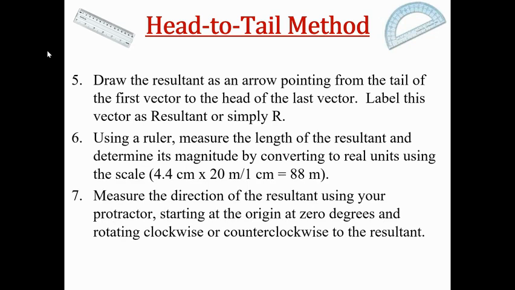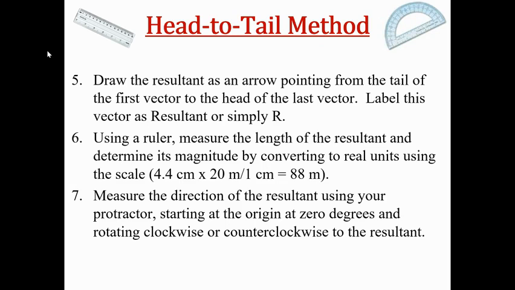Last but not least, we have to measure the direction. If you're adding vectors in 2 dimensions, then your resultant will probably be at an angle. It's not sufficient to just say that it's pointing northeast or southwest. You need to get an exact measurement as an angle theta using your protractor.